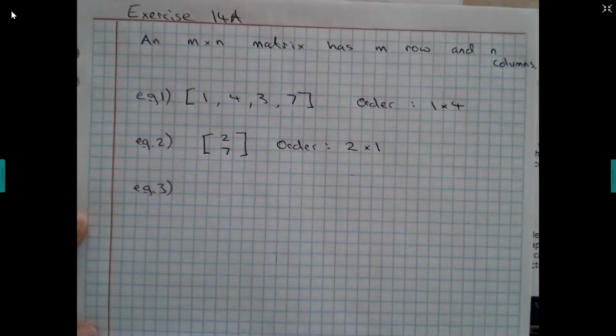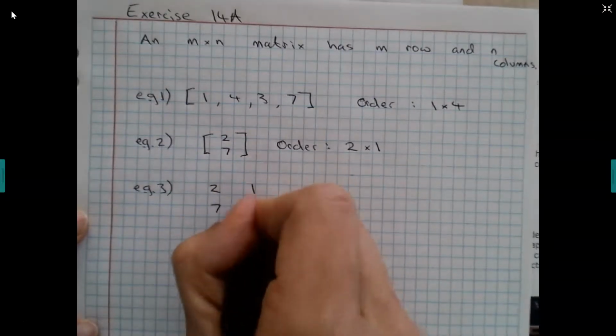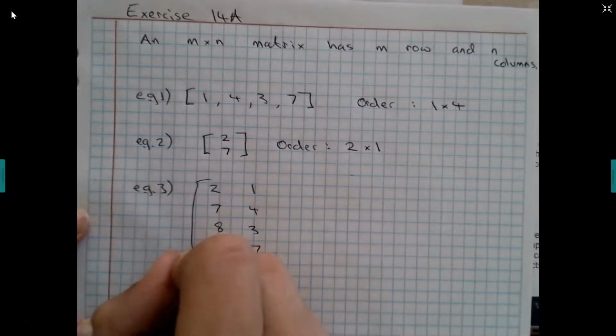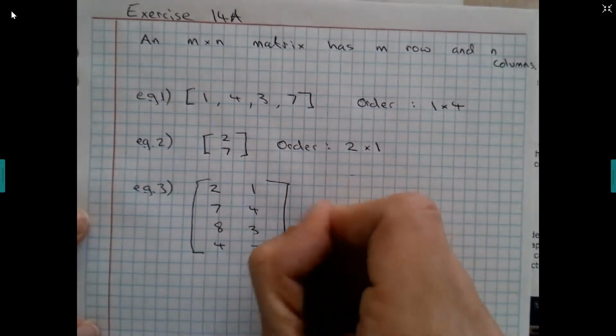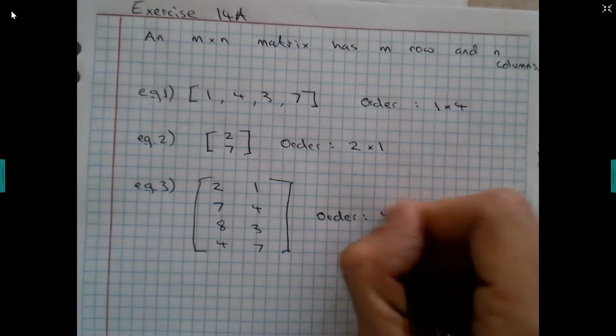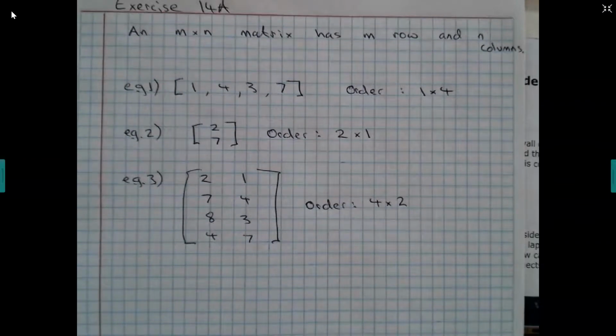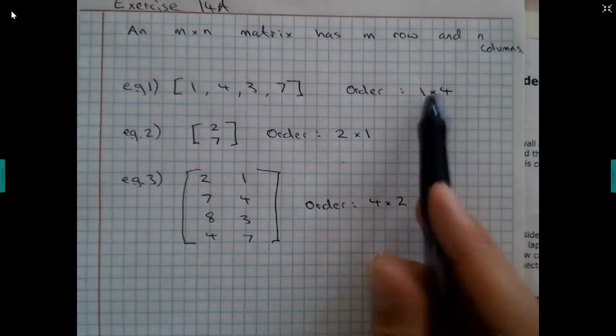Or if you had a 2, 7, 8, 4, 1, 4, 3, 7. This matrix here, the order would be rows first, column second. 4 by 2. Right, so that's the first main thing that you guys need to remember, that you always say rows first, column second when you're describing the order of these matrices. And when they say order, they're talking about basically the size.